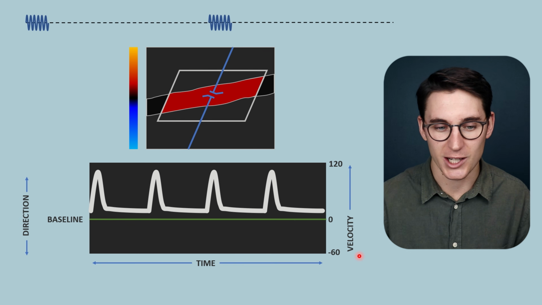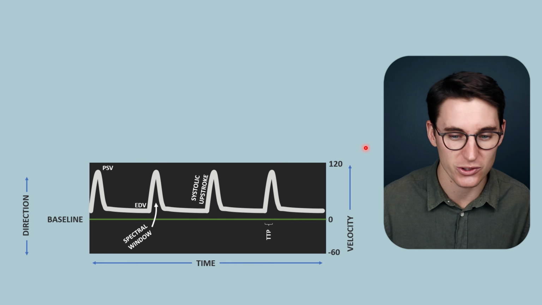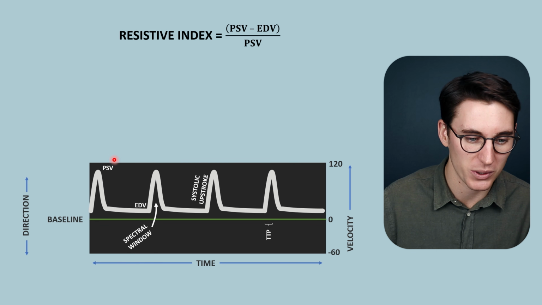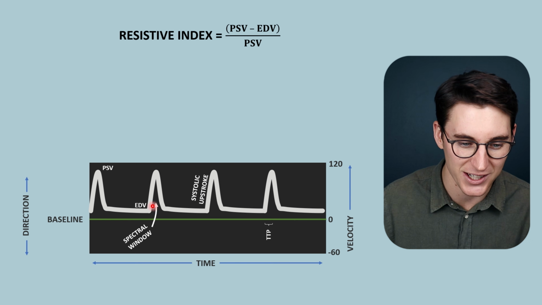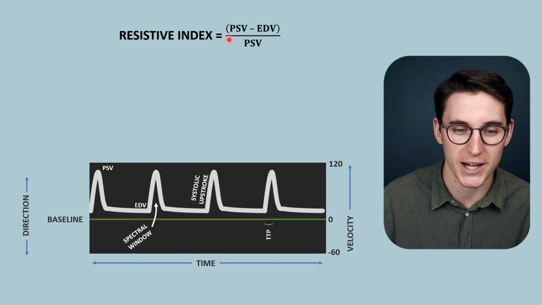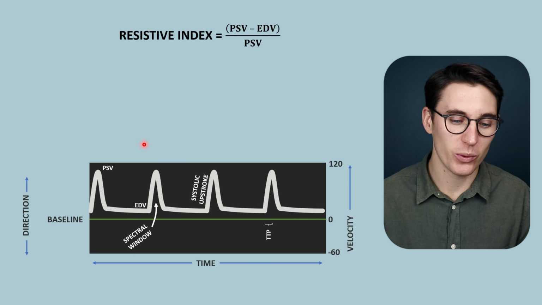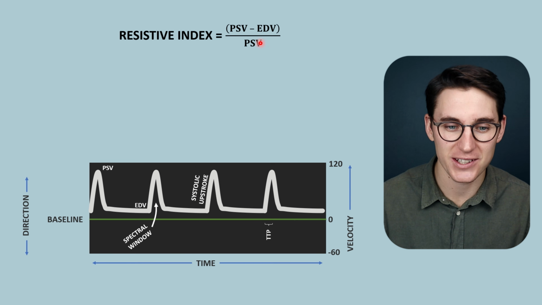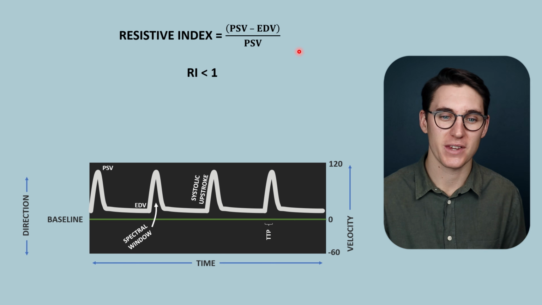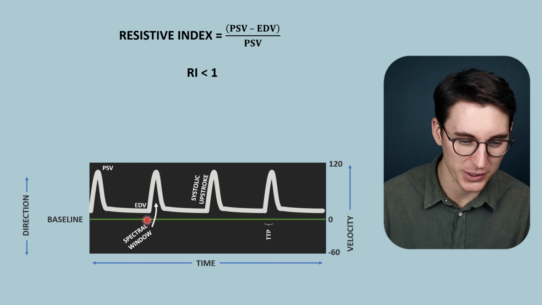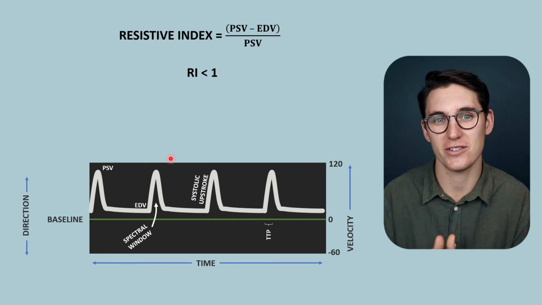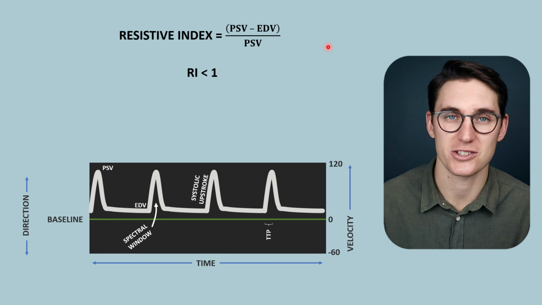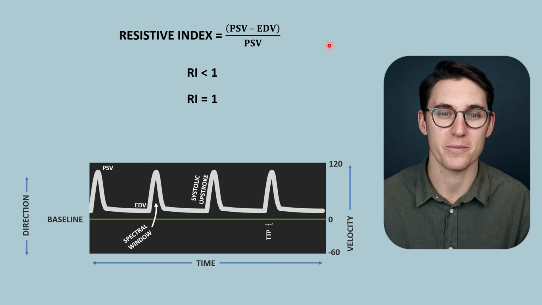Now I've said earlier that we will use these values to calculate what is known as a resistive index. Now the resistive index takes the difference between our peak systolic velocity and our end diastolic velocity and divides that by the peak systolic velocity. Now we can see here that if the end diastolic velocity is a positive value, our resistive index will always be less than 1. If the end diastolic velocity ends up being 0, if there's no flow at the end of diastole, our equation here will be our peak systolic velocity over our peak systolic velocity. Our resistive index will be 1.